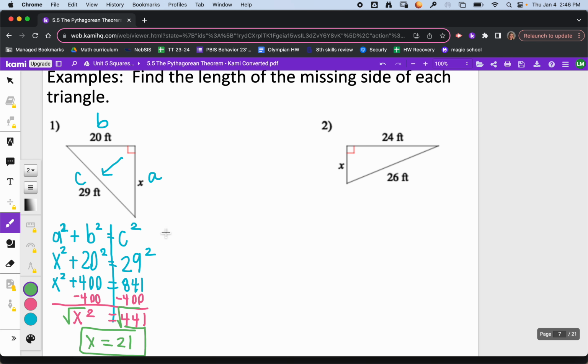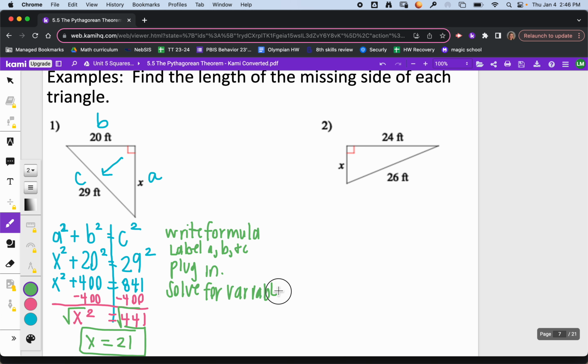Okay, so steps are as follows. Write the formula. We label A, B, and C. We plug in and then solve for the variable. Okay, remember the last step would be to find the square root of the number. So let's try that for number 2.